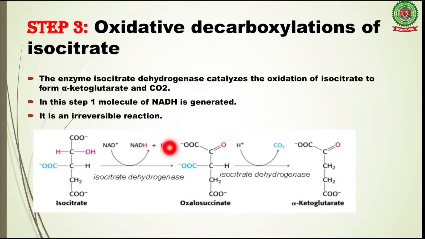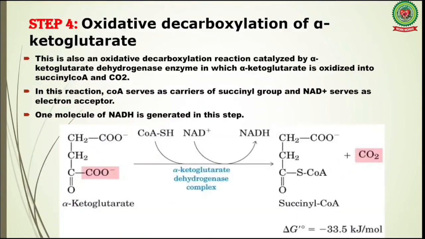Then third step of Krebs cycle involves oxidative decarboxylation of isocitrate. The enzyme isocitrate dehydrogenase catalyzes the oxidation of isocitrate to form alpha-ketoglutarate and carbon dioxide. In this step, 1 molecule of NADH is generated. It is an irreversible reaction.